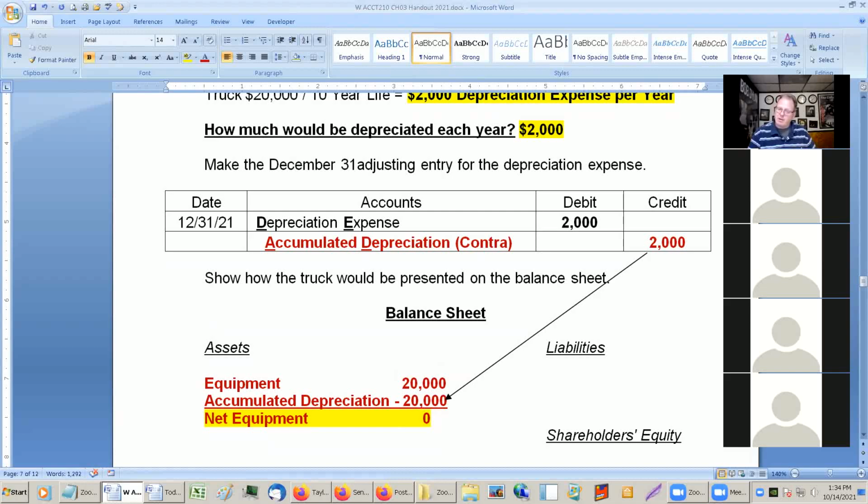It'll just keep going up and up and up until, at the end of 10 years, it'll be worthless.